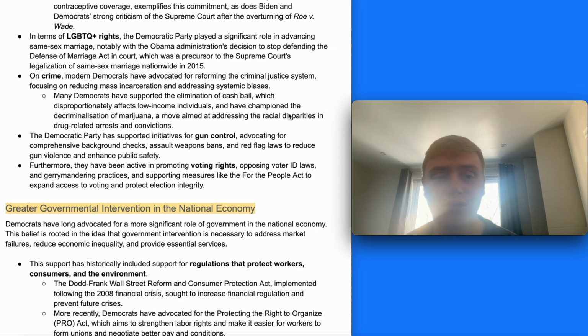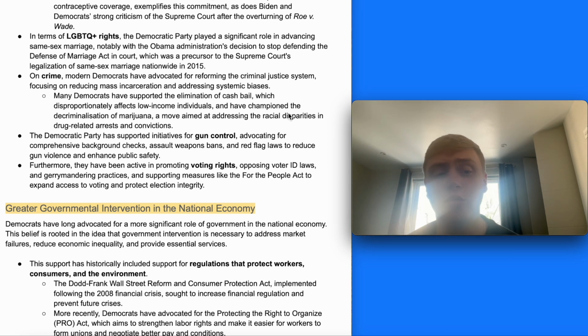On crime, modern Democrats have advocated for reforming the criminal justice system, focusing on reducing mass incarceration and addressing systemic biases. Many Democrats have supported the elimination of cash bail, which disproportionately affects low-income individuals, and have championed the decriminalisation of marijuana, a move aimed at addressing the racial disparities in drug-related arrests and convictions.